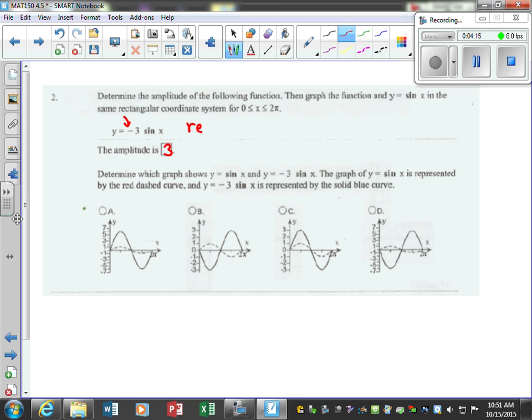Good. So that means let's determine which one of these graphs is the sine wave with an amplitude of 3 reflected about the x-axis. Well, clearly this amplitude right here is much higher than 3, and this one as well. So which one of these has an amplitude of 3 but it's reflected? B. Good. So option B.